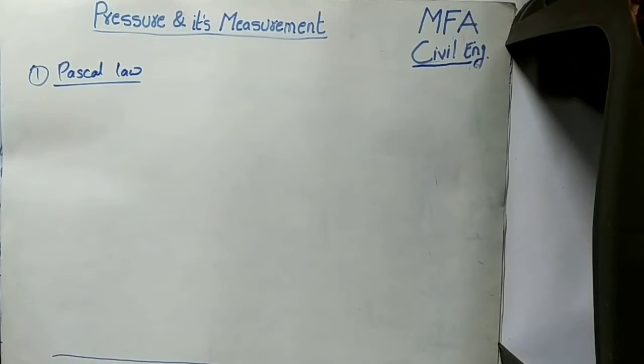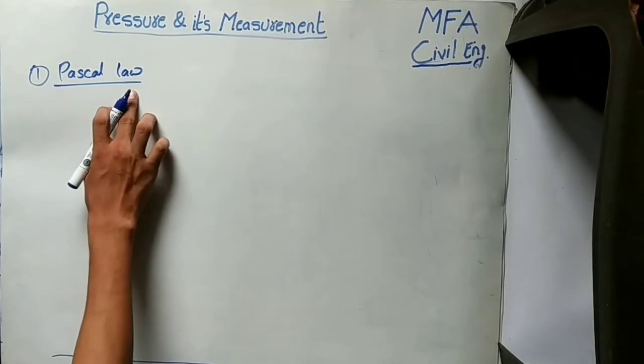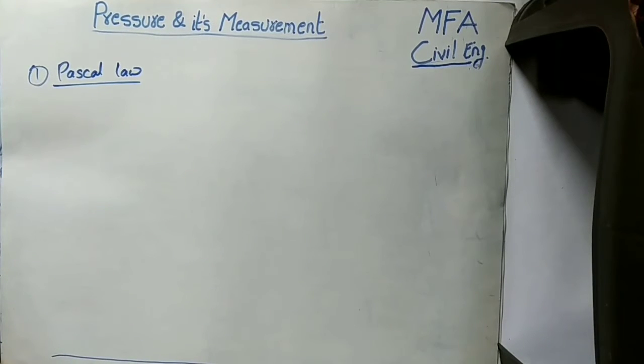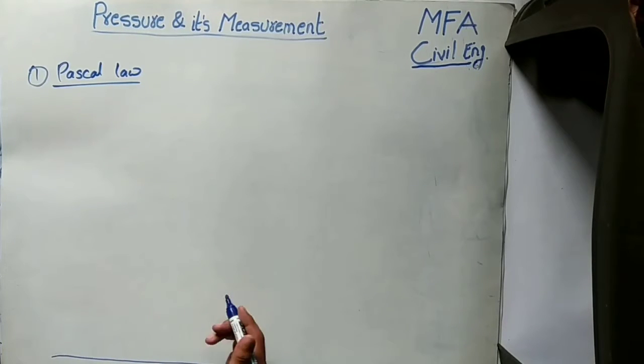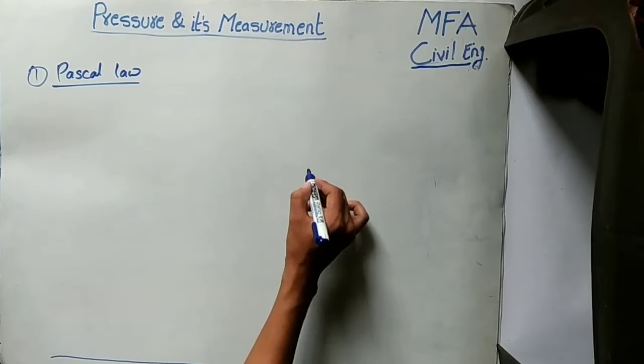Let's understand the various laws of the pressure. First is Pascal's law. Pascal's law states that the pressure, or the intensity of pressure, in a static fluid is equal in all directions. Now let's see the proof of Pascal's law.